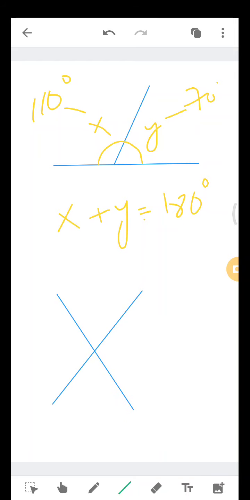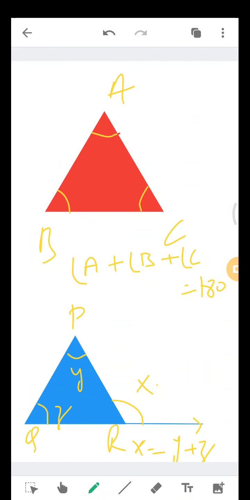Okay, we also discussed in the last session the vertically opposite angles. Whenever 2 lines intersect, I said that the vertically opposite angles so formed are equal. So here in this case, angle 1 is equal to angle 2. So we can use these concepts whenever required for solving different questions.